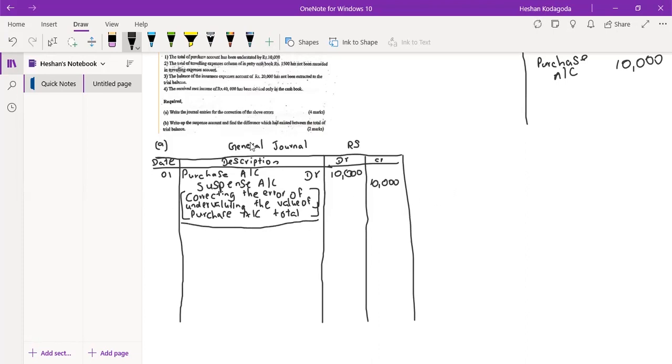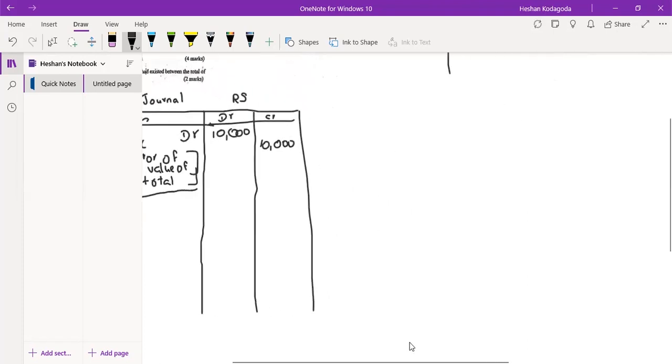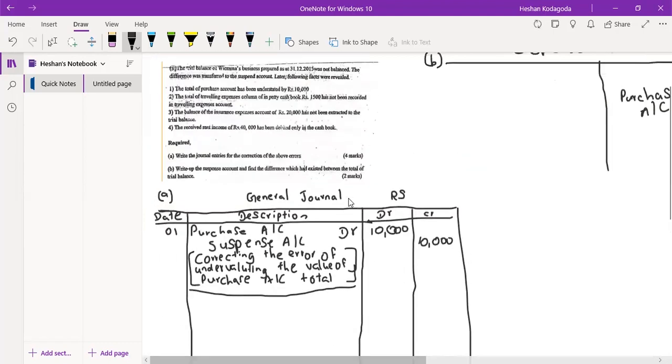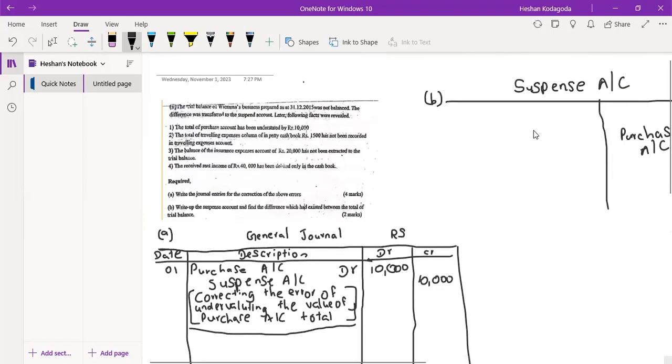Now you know what has happened. 10,000 debit side deficit, so it comes to the trial balance debit side. Because of that, we need to temporarily tally the trial balance from the debit side. So we write this in the suspense account debit side.